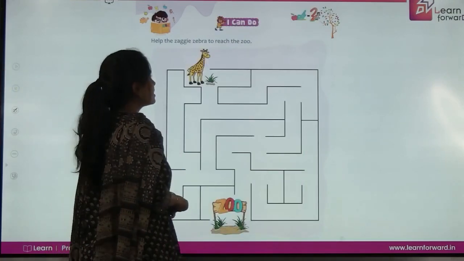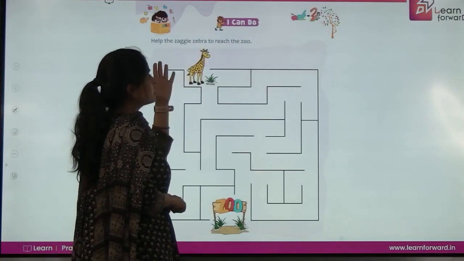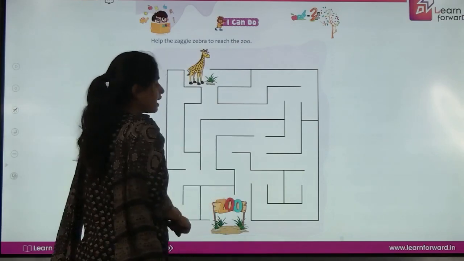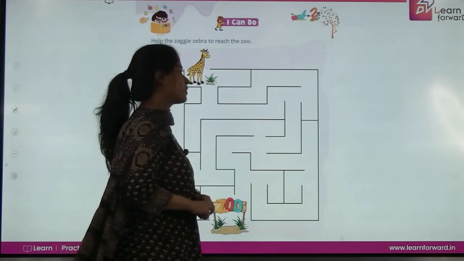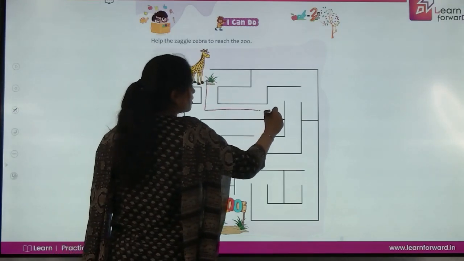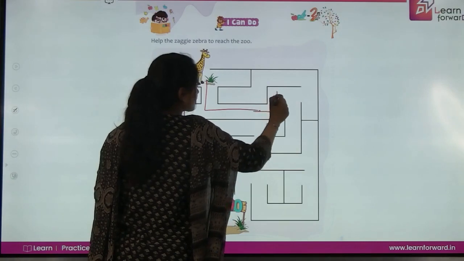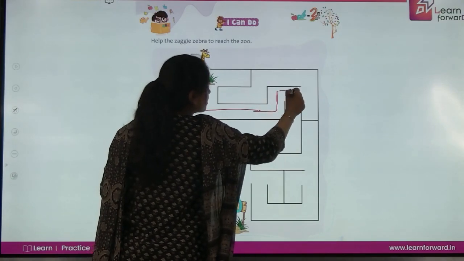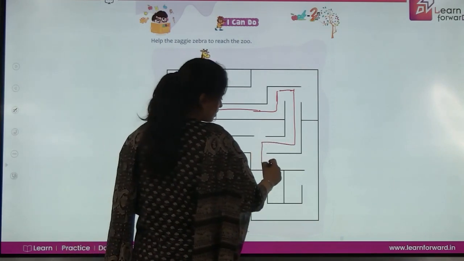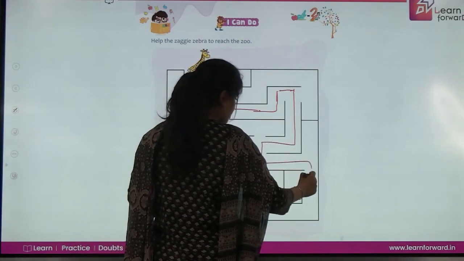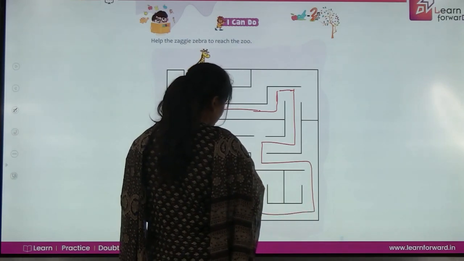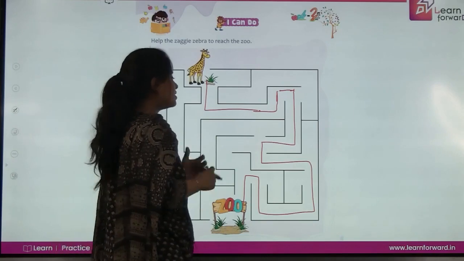Now next is help the zaggy zebra to reach the zoo. The zaggy zebra wants to go to the zoo and we have to help him. Okay, let's help him. First he'll go here, up, then here, then down, then take a right, come down, take a left, and then we come straight, take a turn, up, and he will reach the zoo like this.